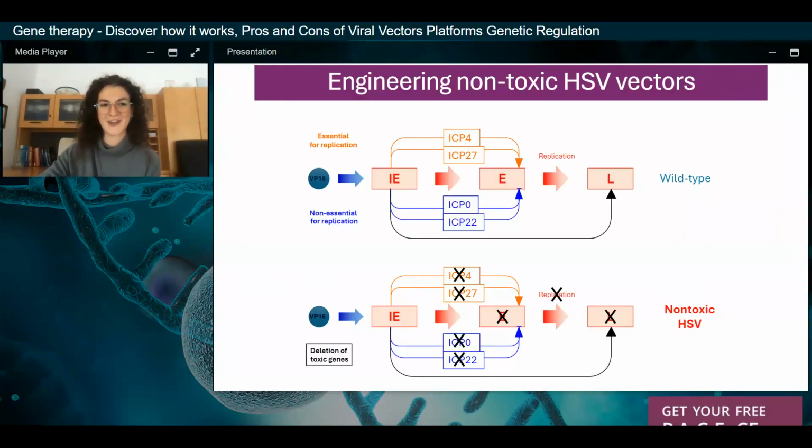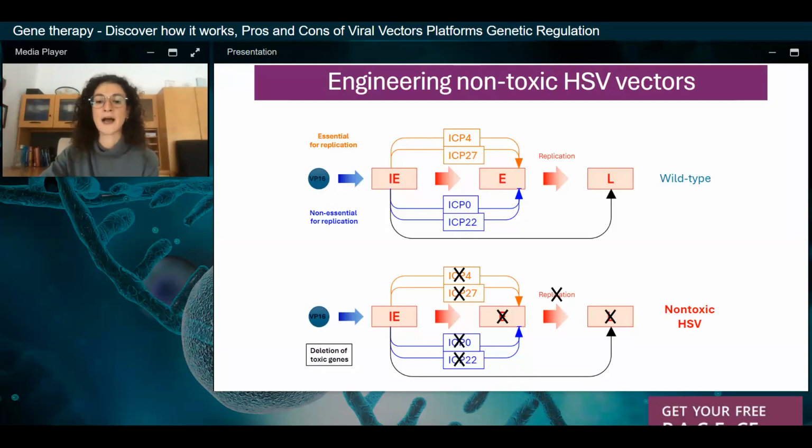So how do we create a safe HSV vector? Transcription of HSV genes is sequentially regulated. We have three distinct kinetic classes of genes, reported as immediate early, early, and late. The immediate early genes consist of the essential ICP4 and ICP27, and the non-essential for replication ICP0 and ICP22.